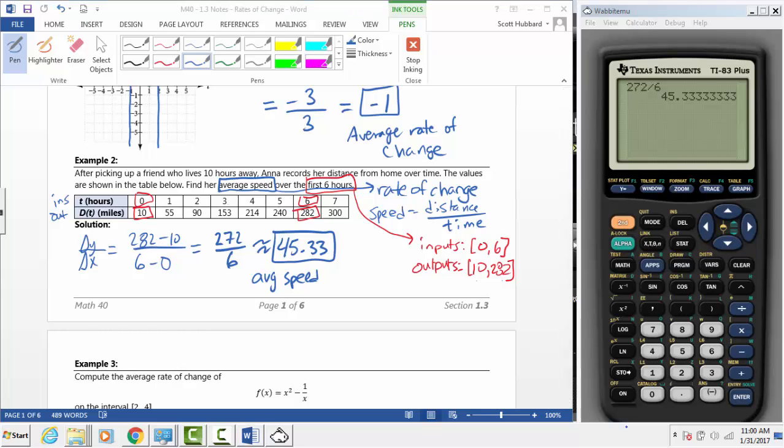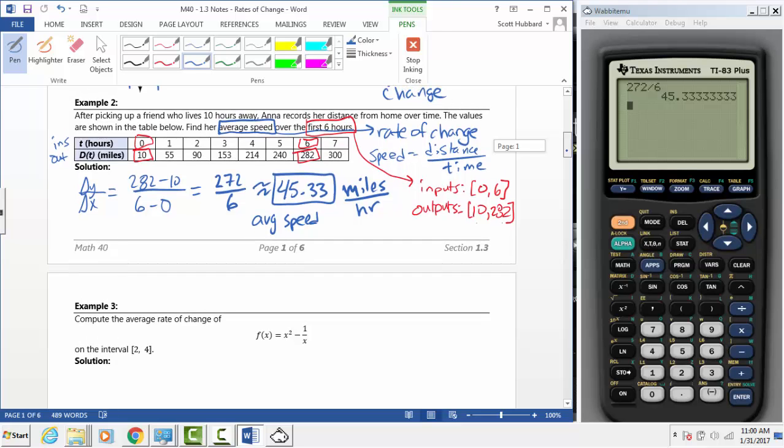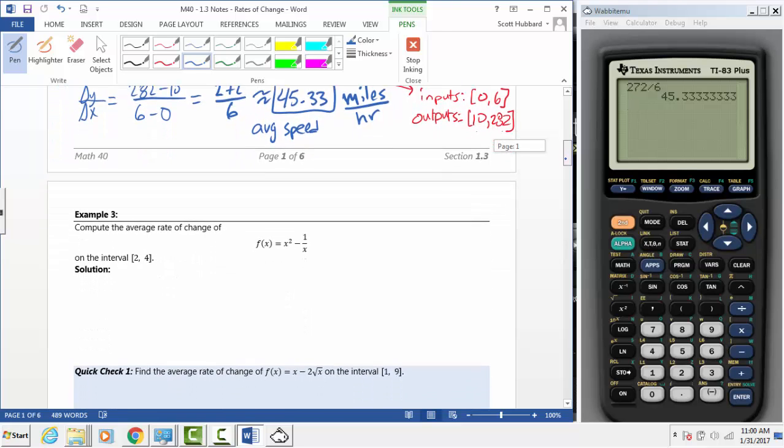Anna's average speed. Now remember, speed has units, so it's just going to be the outputs and the inputs. The output was miles, so it's going to be miles per hour, or mph. So she's going about 45 miles an hour, so pretty good speed. Okay, so let's move on.